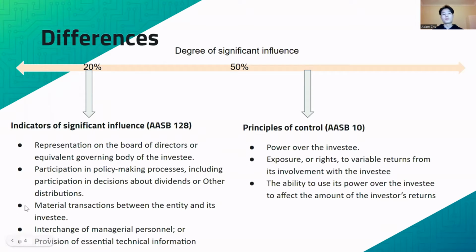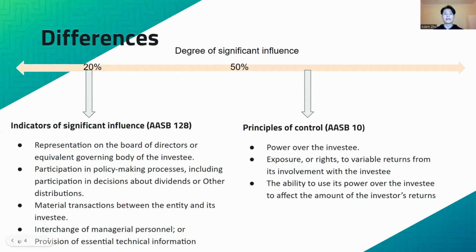If a firm owns between 20% to 50% of other entities' voting power, then the firm should use the equity method to account for other entities. However, this is not an absolute cutoff point. There are also some other indicators that can prove the existence of significant influence. First, representation on the board of directors. Second, participation in policymaking processes. Third, material transactions between the entity and its investee. Fourth, interchange of managerial personnel. Last but not least, provision of essential technical information.